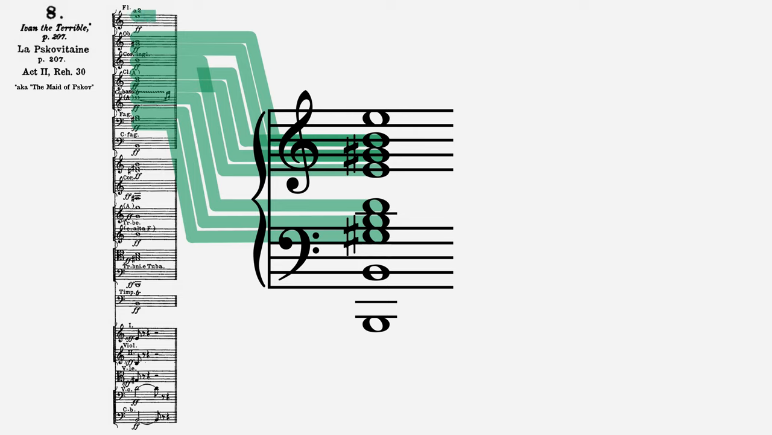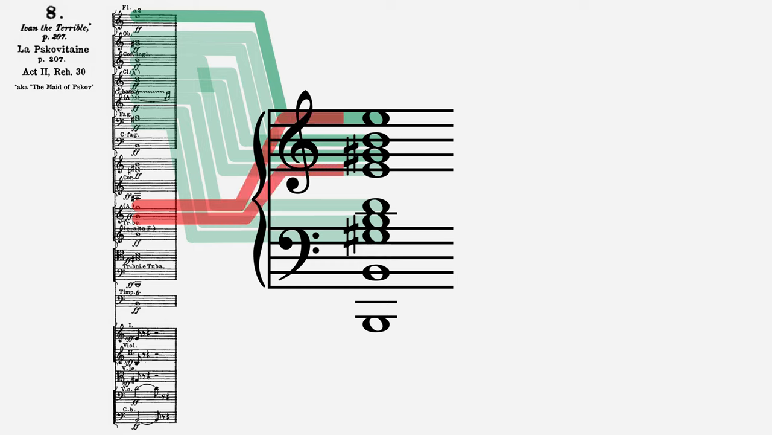Up above, the flutes play a unison E, which is just added for a tiny bit of color and tone weight. But even if the trumpets weren't completely obliterating them with their fortissimo E octaves, the flute tone would probably be swallowed up by the overtones of the rest of the chord below.